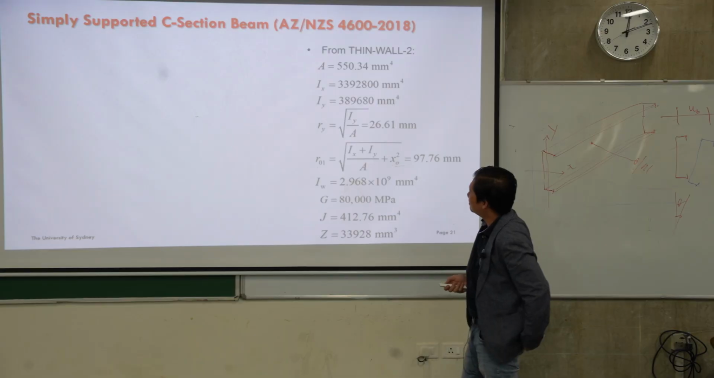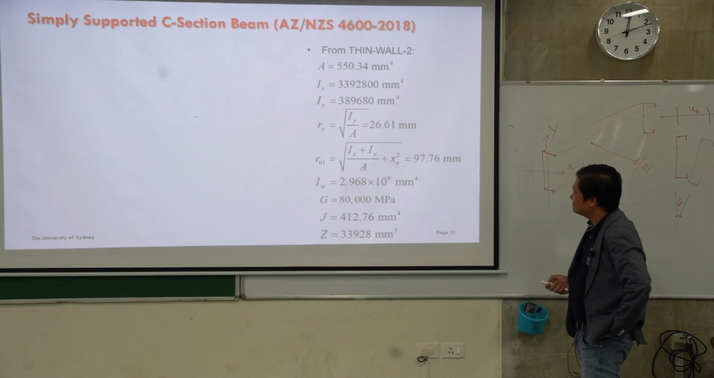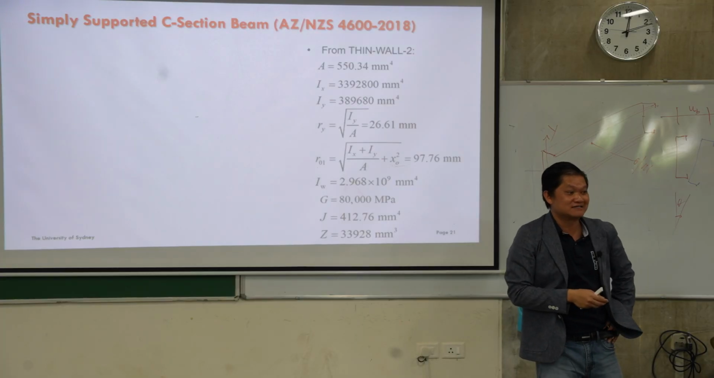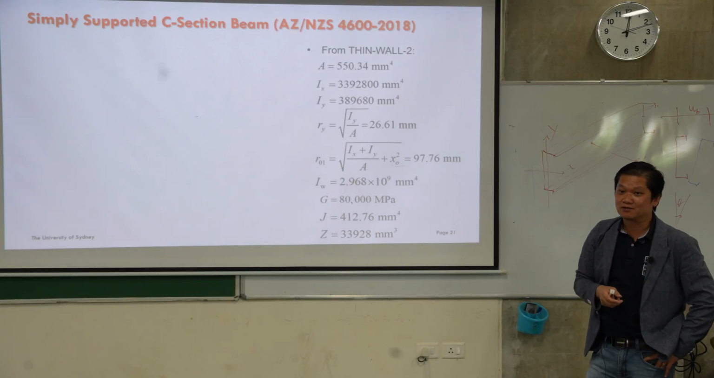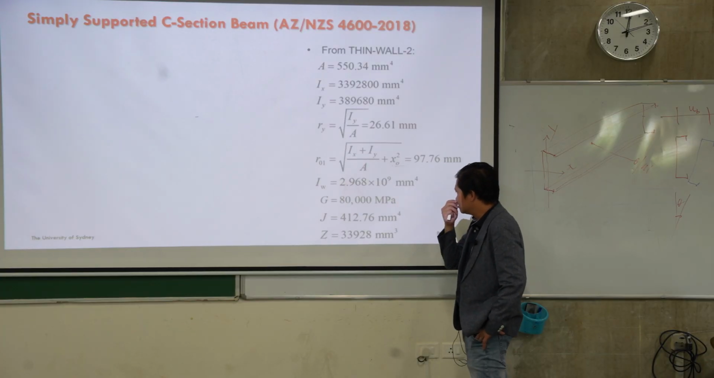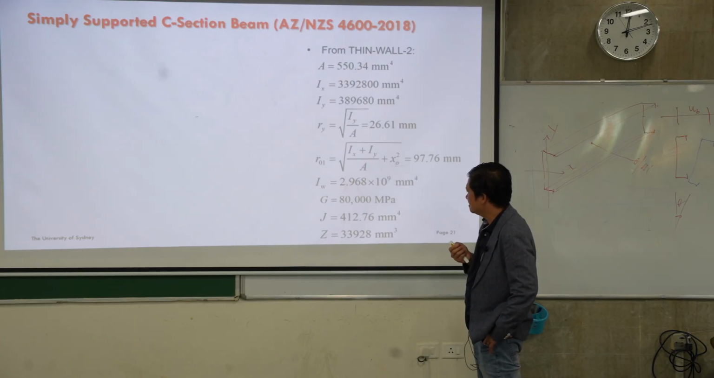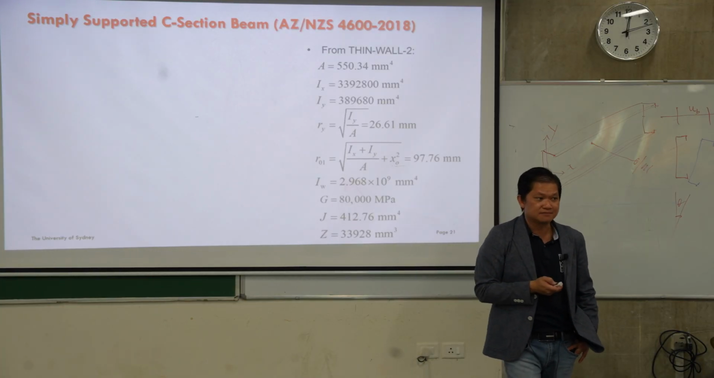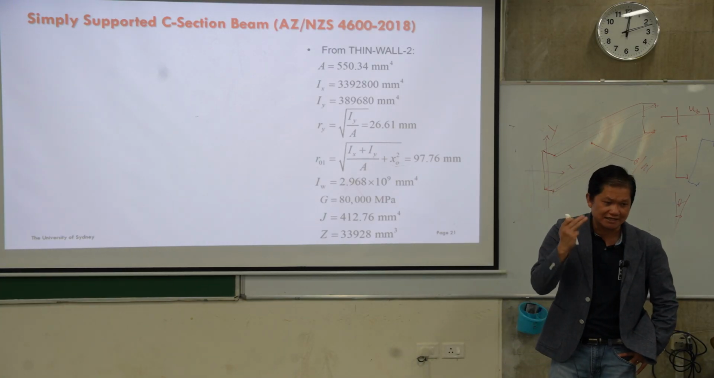IX, IY, RY, RO1, and importantly IW. It's hard to calculate, then it gives you that warping constant. And G, the torsional constant J, and then Z is the section modulus.